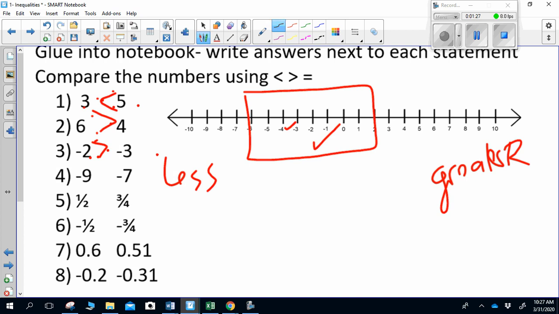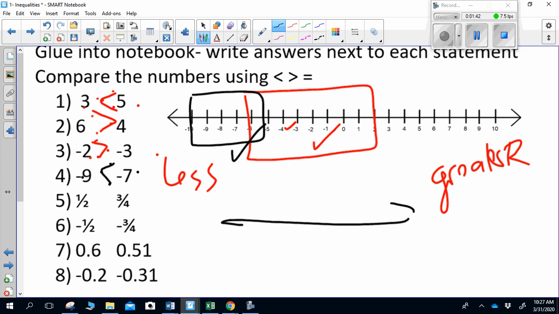Looking now at negative 9 and negative 7. Negative 7 is to the right, so it gets two dots. Negative 9 is to the left, it gets one dot. Negative 9 is less than negative 7.